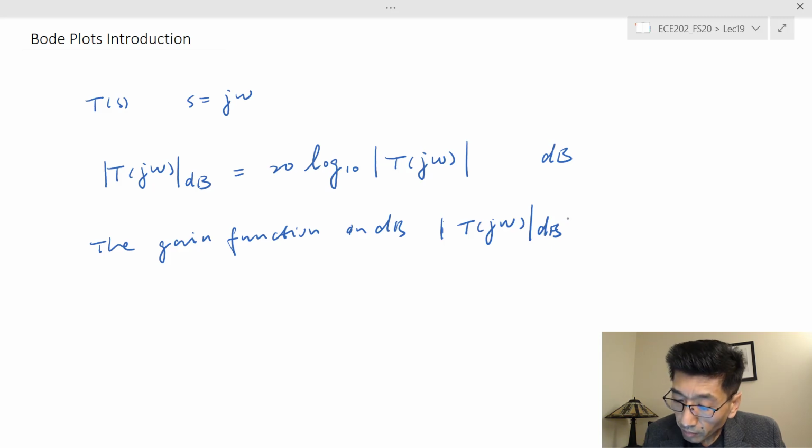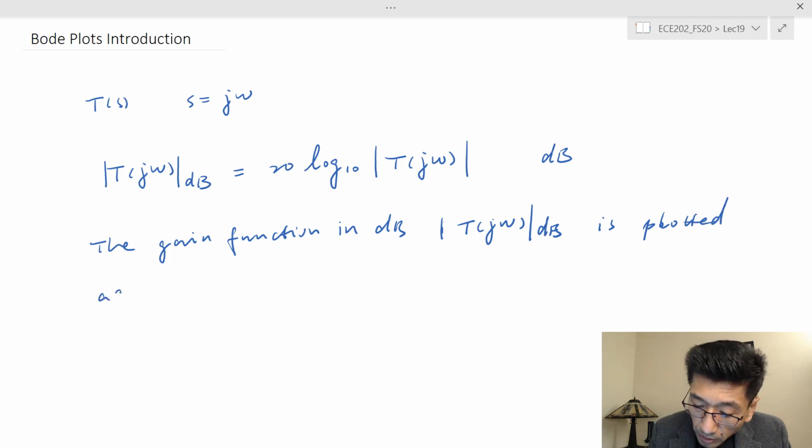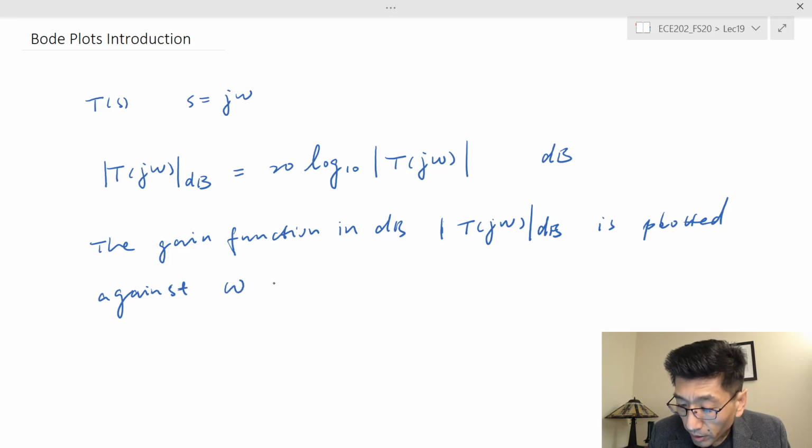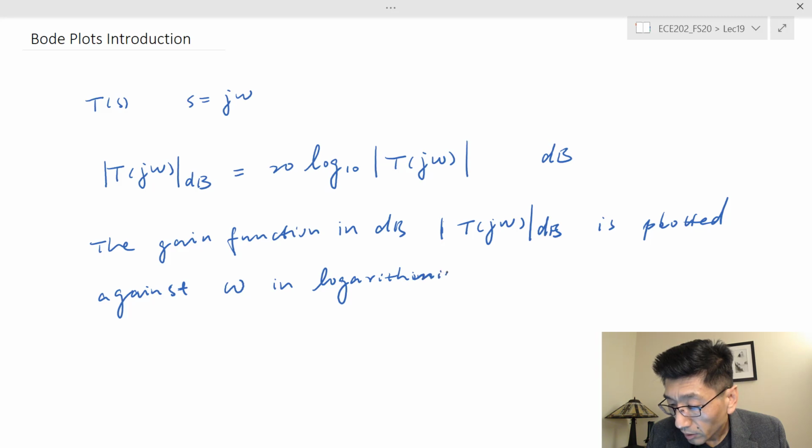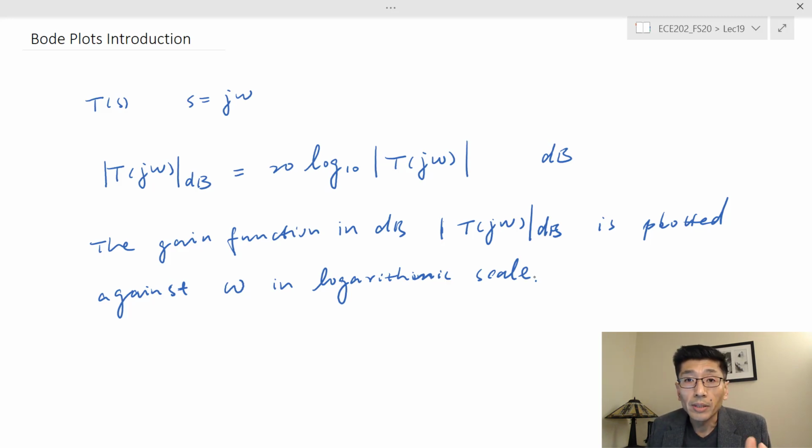And so this is plotted against the angular frequency omega. The omega is also in log scale. And so in this case, we basically get all the information at any frequency, how much is the gain in terms of dB.